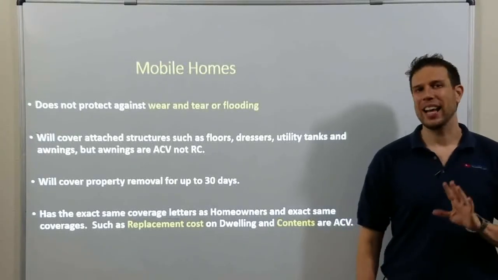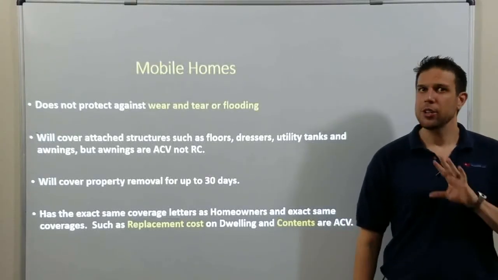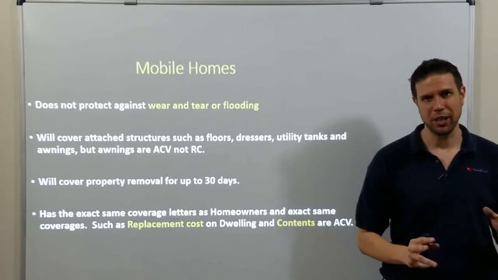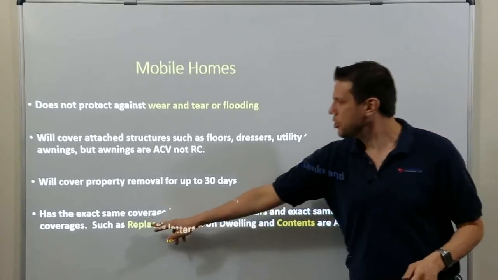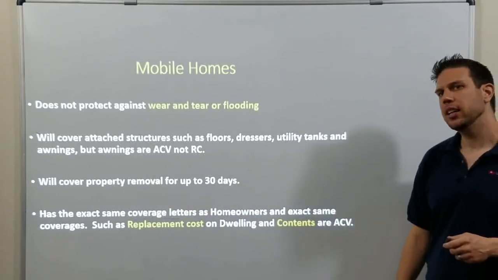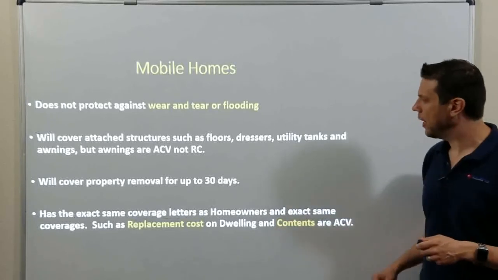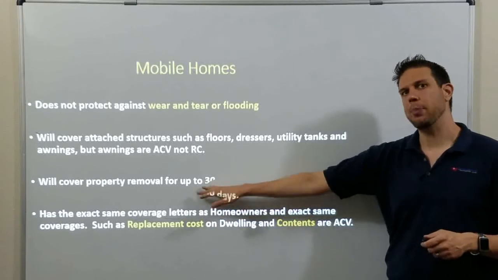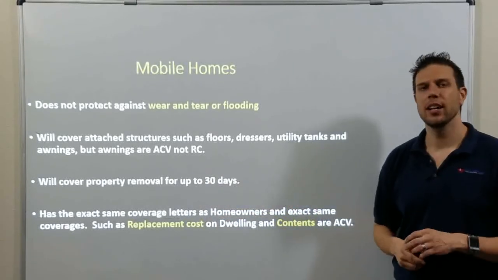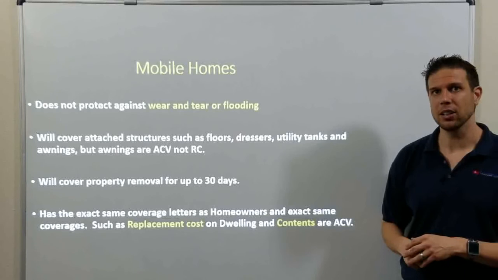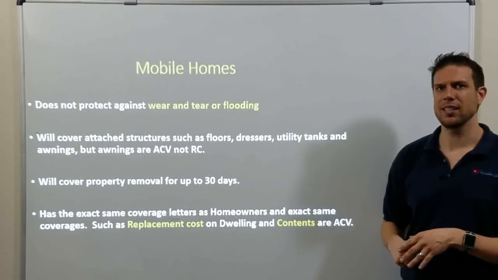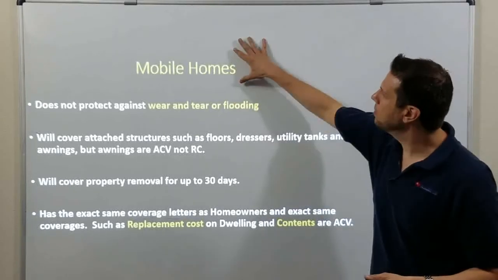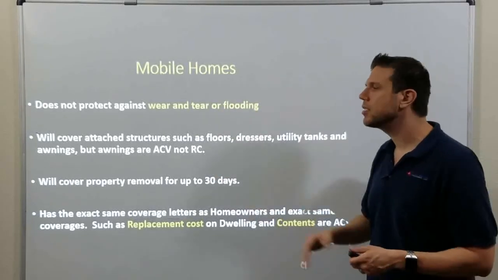Mobile homes are the exact same thing as homeowners. Treat them as if it is a homeowner's policy, such as an HO3, meaning that coverage A is replacement cost, coverage C is actual cash value. They have all the additional coverages that homeowners has: property removed to protect it, 30 days, fire department service charge, $1,000, homeowner's loss assessment, $1,000. So mobile homes are the same thing as homeowners insurance.